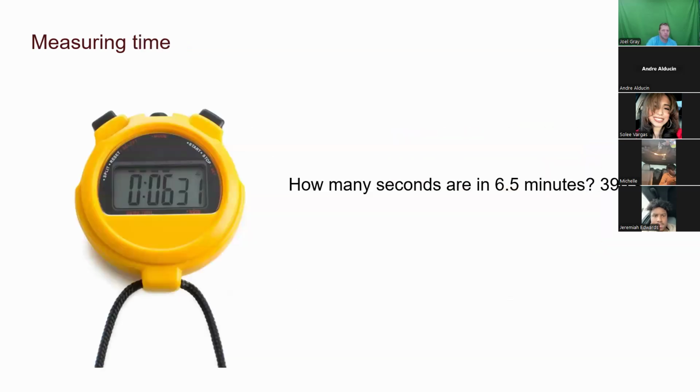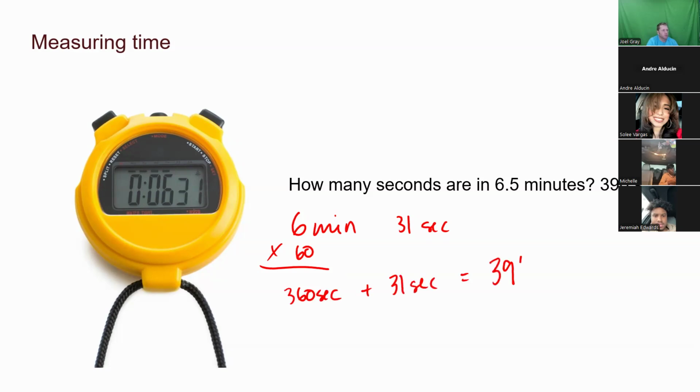Measuring time, we're doing a conversion from 6 minutes and 31 seconds. Well, 6 minutes, 1 minute has 60 seconds. That would be 360 seconds plus 31 seconds is going to be 391 seconds.